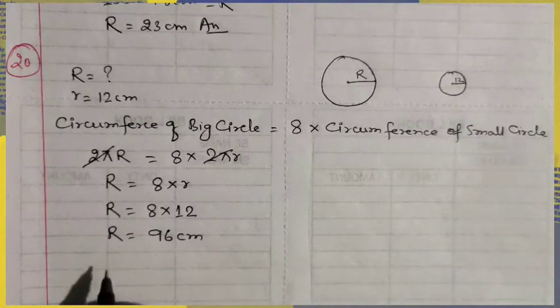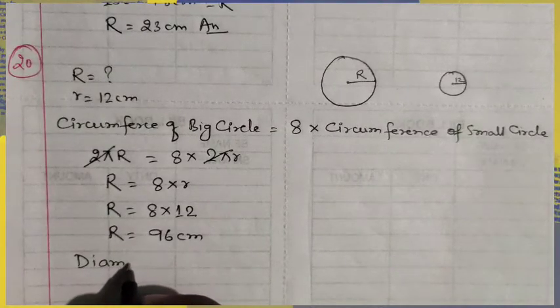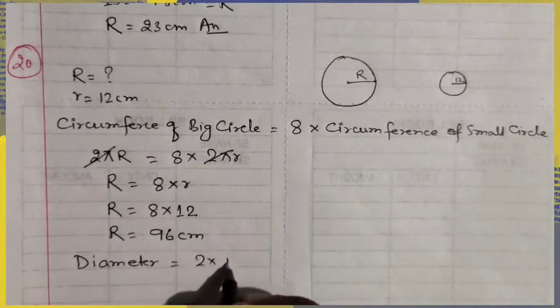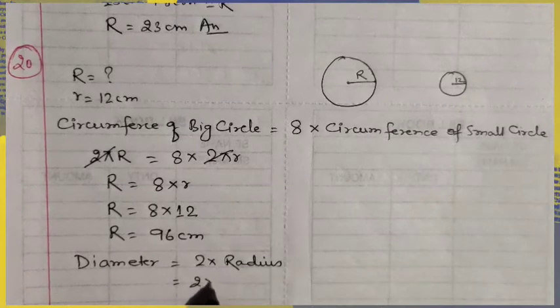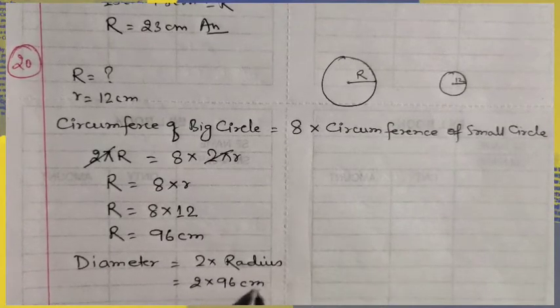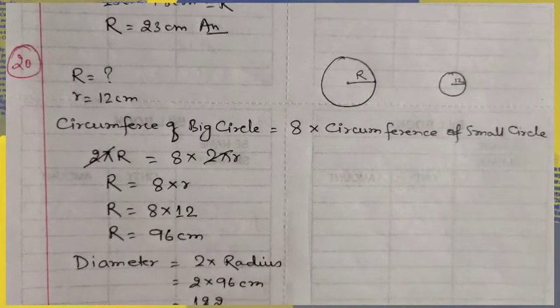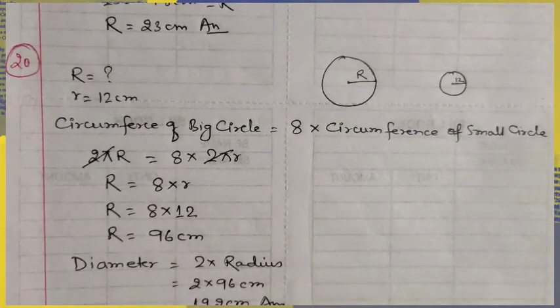And the question has asked about the diameter. So as we know, diameter is just double the radius. Diameter is equal to 2 into radius. We will calculate 2 into 96 centimeter. 2 6s are 12, 2 carry 1, 2 9s are 18 and 1 is 19. It is 192 centimeter. This will be your answer. Hope that this question is also clear to you all.